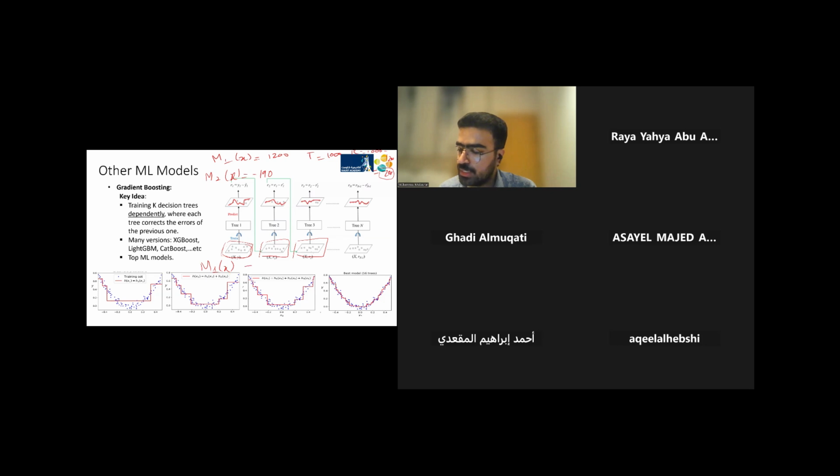plus the output of M2x. In this case it would be 1200 plus minus 190, and I would get 1010, right? So now you can see that if I had just one model, it would have made the prediction of 1200. When I have two models, I am now much closer to the ground truth.